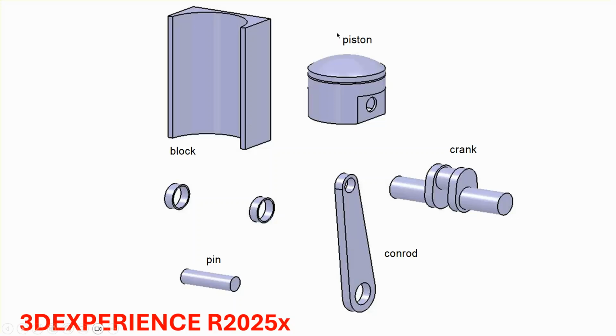So there's going to be a piston like that, a connecting rod, con rod, a crank, obviously a pin that's going to go into that hole, and a block. Now, this block, I also arrange it so that the bearings belong to the block. So these bearings are not in a separate part. They just belong to the block.